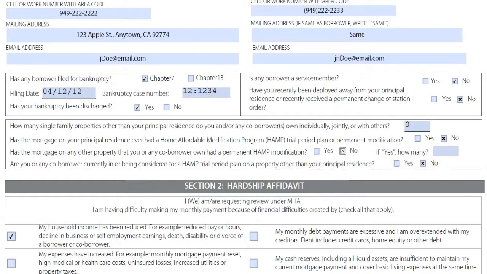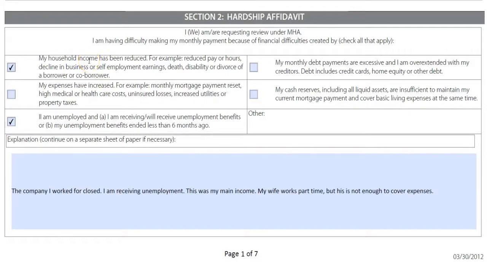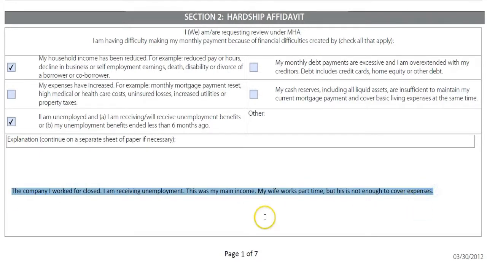Moving on to section number 2. It's asking for a brief explanation and for you to check mark the area which most contributed to your hardship. So this would be either your household income has been reduced, your expenses have increased for maybe medical reasons, you're unemployed, the debts are too excessive for your budget, or maybe your cash reserves just are not there. So you would check mark one of those boxes. And make sure that you fill out this explanation section. It's very important for you to give them at least 2 to 3 lines about what has transpired to make you ask for this request from them.